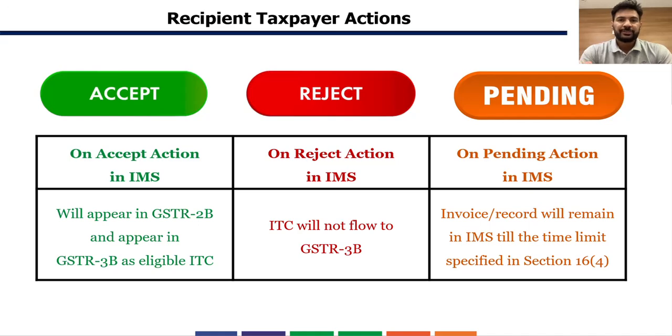तो अगर आपने कोई रिकॉर्ड एक्सेप्ट किया है तो that will be part of your ITC at the time of generating GSTR 2B. रिजेक्टेड रिकॉर्ड्स आपके 2B में दिखेंगे but वो आपकी ITC का पार्ट नहीं होंगे. पेंडिंग रिकॉर्ड्स आपके 2B के लिए कंसिडर नहीं होंगे until and unless you take an action. So पेंडिंग रिकॉर्ड्स आपके IMS पे ही रहेंगे until you take an action or the prescribed timeline allows as per Section 16(4).